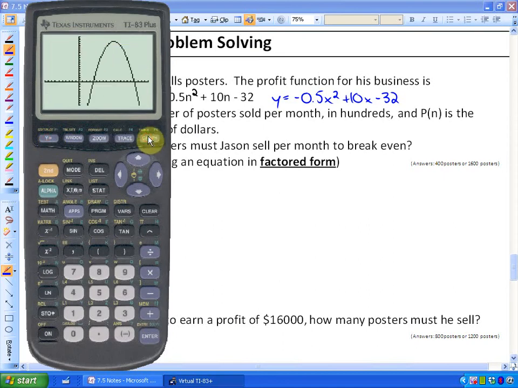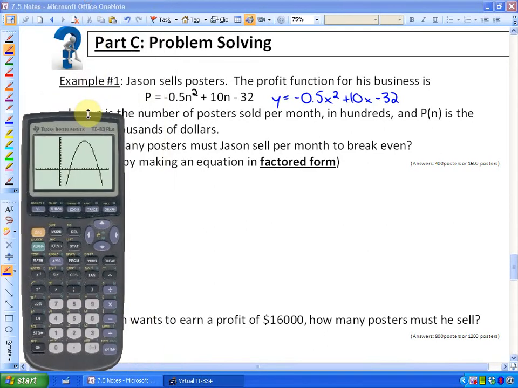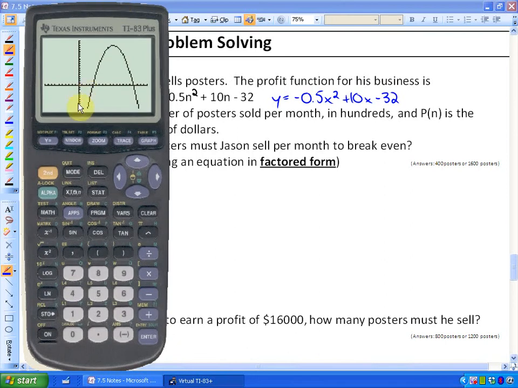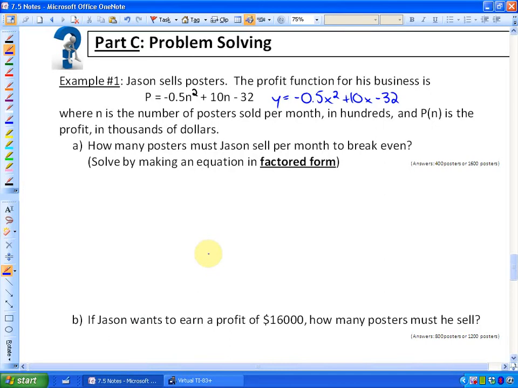Now the question is asking how many posters must Jason sell per month to break even? So if the y-axis represents the actual profit, and the x-axis represents the number of posters, what we're actually looking for is when the profit is 0. So in other words, we're looking for these x-intercepts. You could use a graphing calculator, but our focus here is how to do this algebraically. So what this means is that the profit is equal to 0. To break even means that the profit is equal to 0.